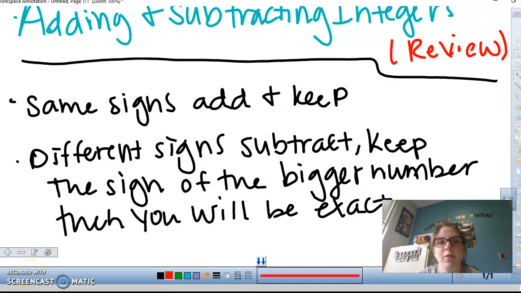Okay, so today we're going to be reviewing adding and subtracting integers. Again, this is just a review from 7th grade. So our two different rules that we had when we were in 7th grade was if we have the same signs, we're going to add and keep. And if we have different signs, we're going to subtract and we're going to keep the sign of the bigger number.